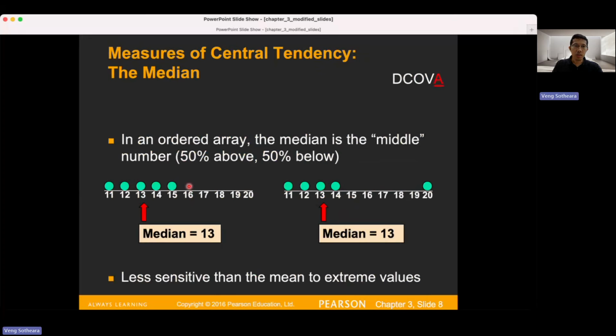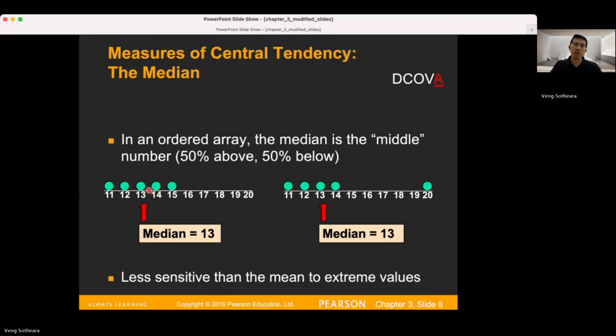So in this case, we have 6 values. In that case, n+1 will become 6 plus 1, and it becomes 7. When you divide it by 2, it will become 3.5. So the median position is the 3.5 position. So this is 1, 2, 3, and this 4, and this is 3.5 here. So in this case, the median would be the average of the third and the fourth position.